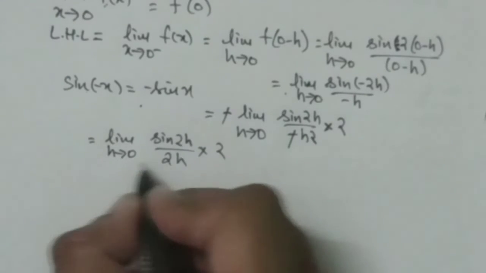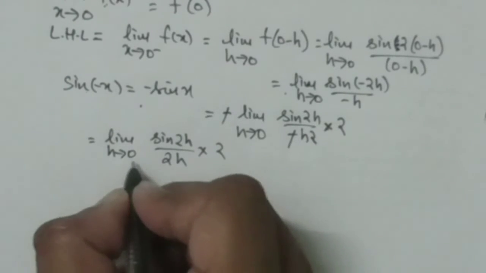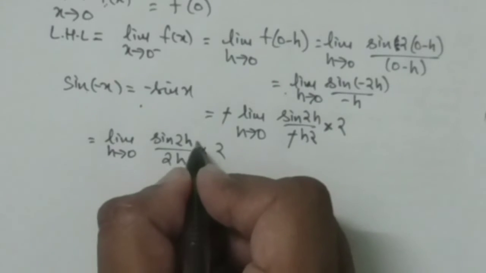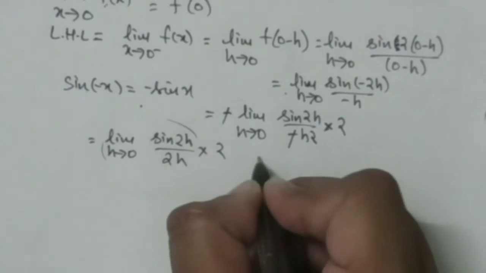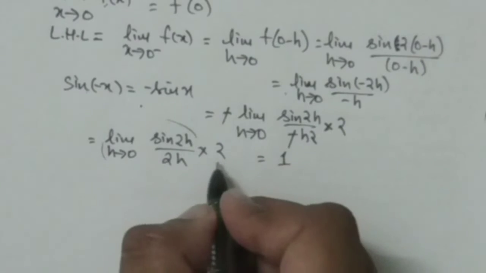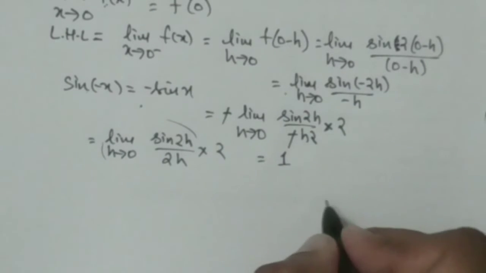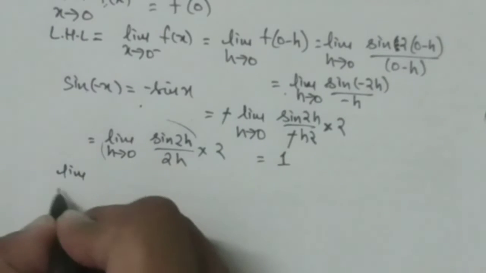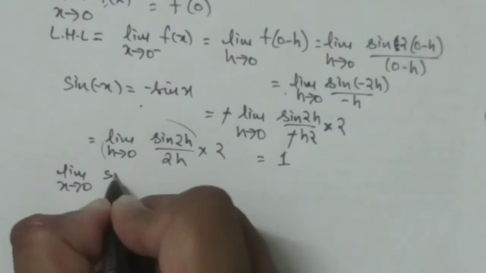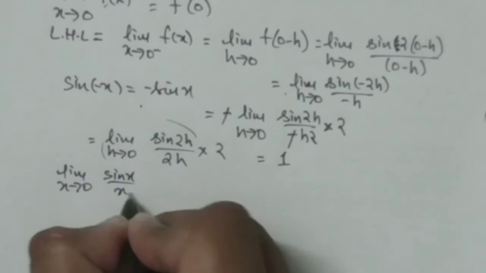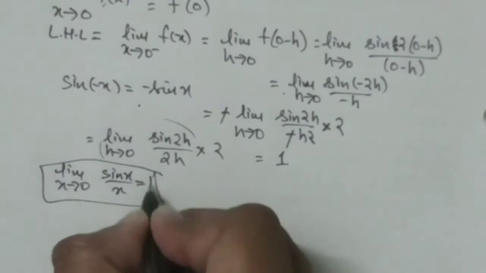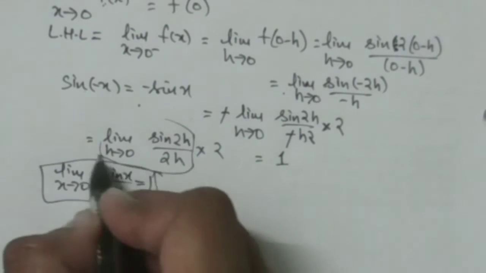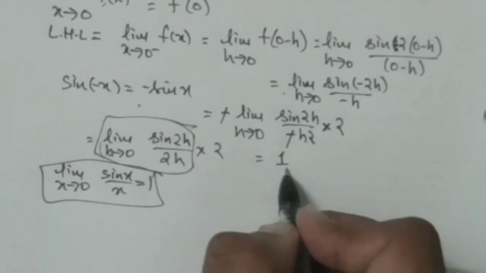So as h tends to 0, 2h also tends to 0. So this term will be equal to 1, right? We know that there is a property. What is that property? Limit x tends to 0 sine x upon x is equal to 1, right? So here I have applied this property, so this term will be equal to 1.